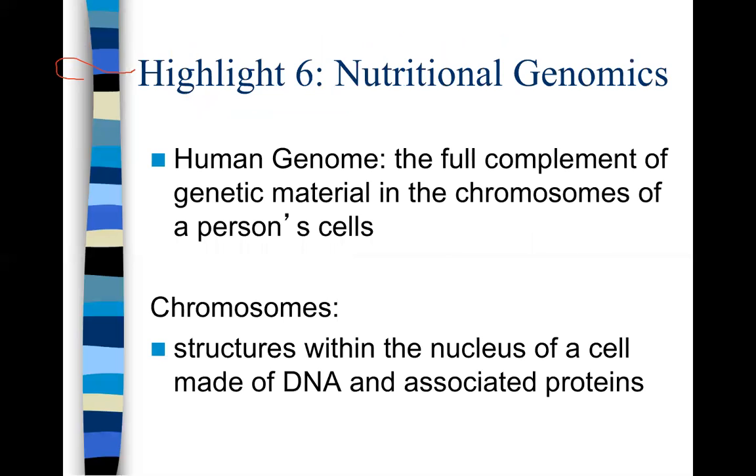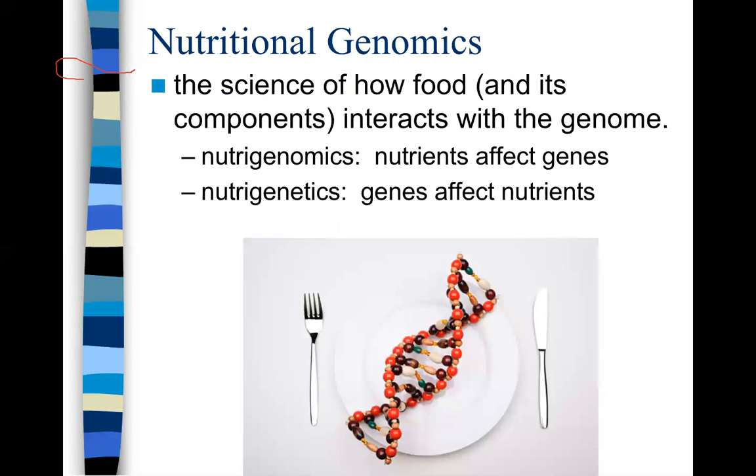Nutritional genomics. So nutritional genomics is kind of the intersection between the human genome and the foods that we eat. And it's really interesting because the foods that we eat can actually change our genetic expression, and our genes can actually cause some alterations with the foods, breaking down, metabolizing, absorbing, excreting the foods that we eat. So they have this kind of two-way relationship. So nutrigenomics is the study of how nutrients affect genes, and nutrigenetics is the study of how genes affect nutrients.